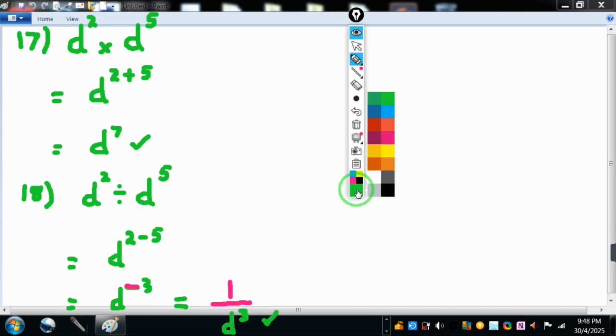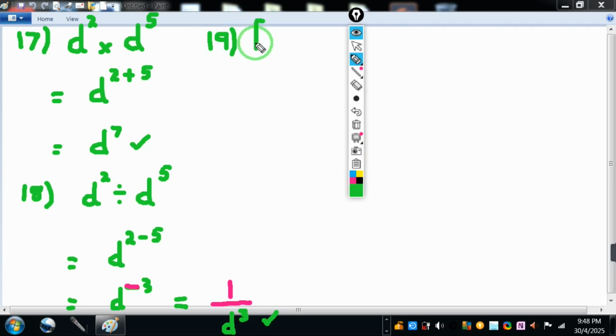Number 19. F times F. Ooh. How do you solve that? Is it easy? Yes, teacher. Sir, easy. Good. What's the answer? It's FF, teacher. Wrong. F times F is not FF.